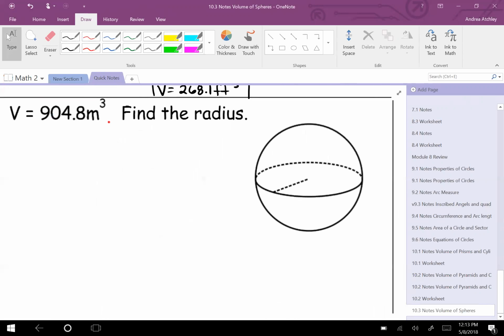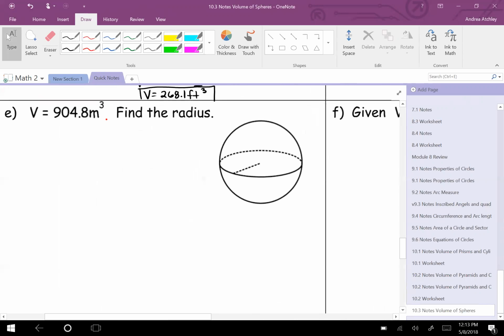Now we're gonna work backwards. Okay, this time they gave you the volume and they want you to find the radius. So you're still gonna be using your volume formula, which is 4/3 pi r cubed. This is your volume, so you're gonna plug it in for volume. 904.8 equals 4/3 pi r cubed. Any ideas on what I should do first?